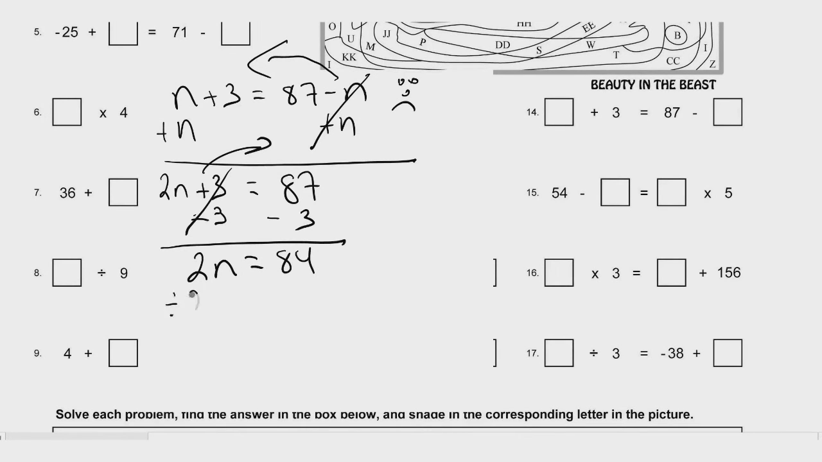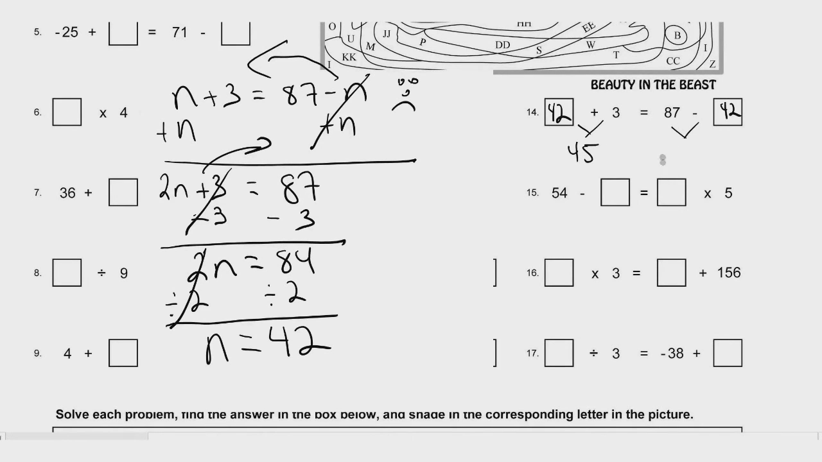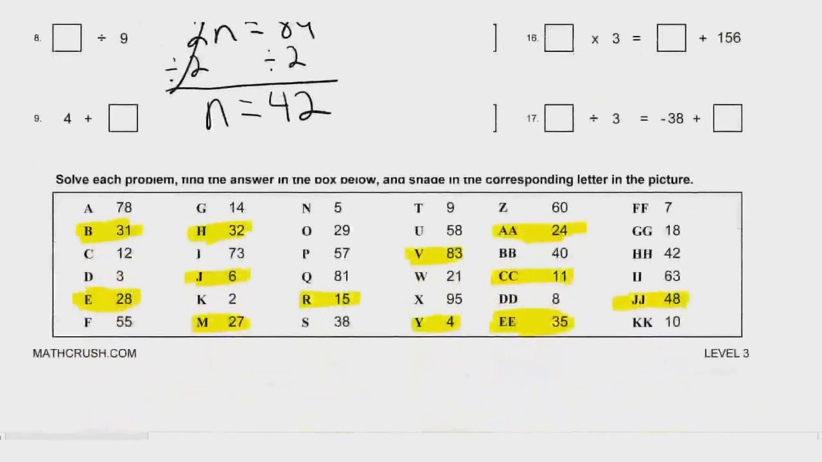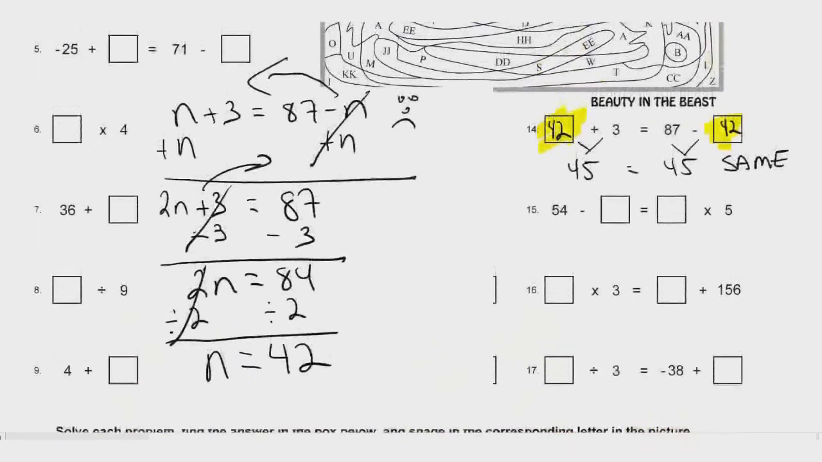Now we're going to divide by 2 because 2n means multiplication, and whatever you do to one side, you have to do to the other side. Cancel. n equals 42. So 42 is going to go in our box, and let's just check it really quick. This 42 plus 3 is 45, and 87 minus 42 is 45. They are equal. They are the same. So we come down here and we're looking for 42. 42 is letter HH. So you're going to shade in all the HH's.